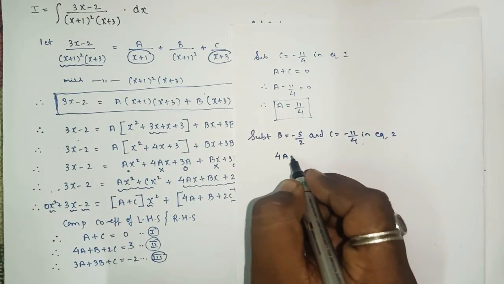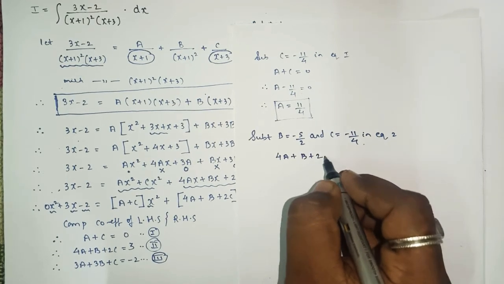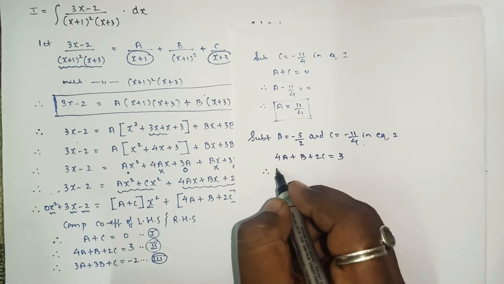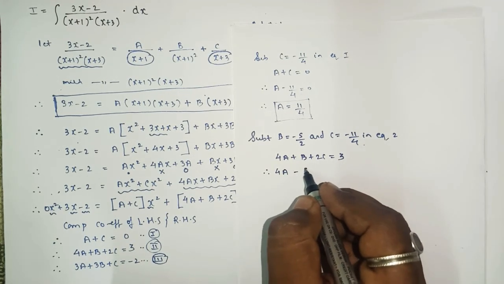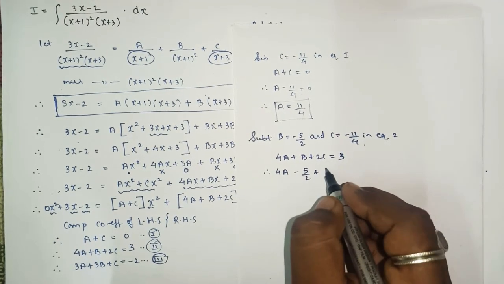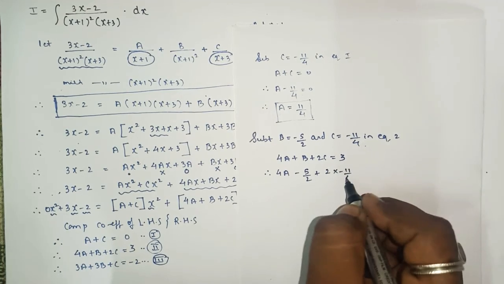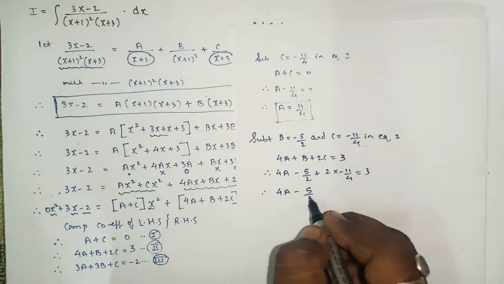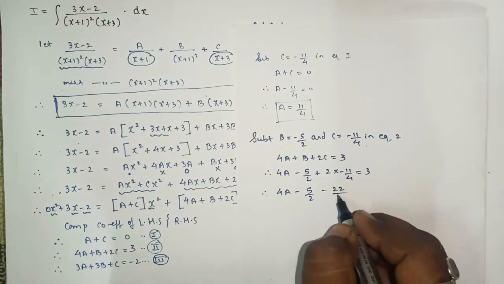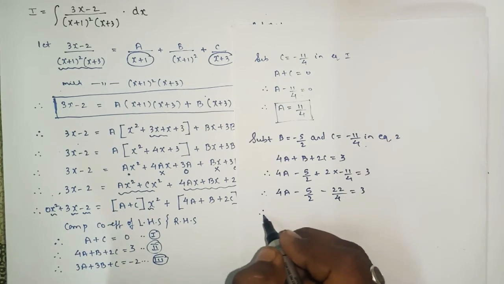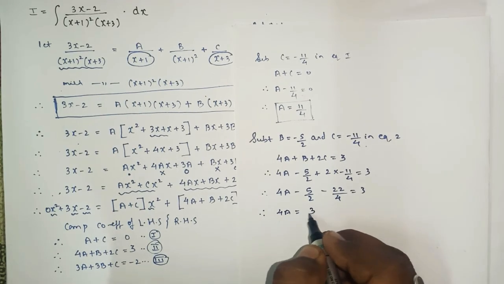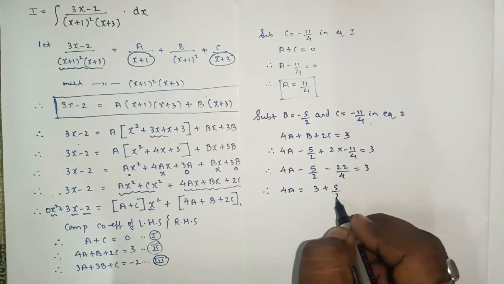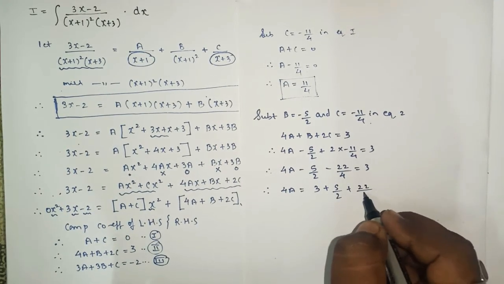So 4a plus b plus 2c equals 3. Okay, so 4a minus 5 by 2 plus 2 into minus 11 by 4 equals 3. So 4a minus 5 by 2 minus 22 upon 4 equals 3. Now we'll shift this number to the right hand side. So this will be 5 by 2 plus 22 upon 4.